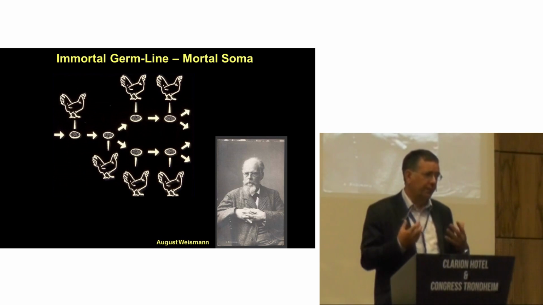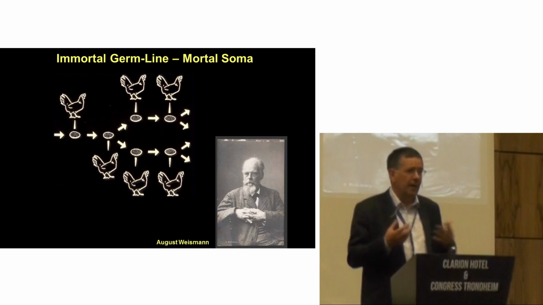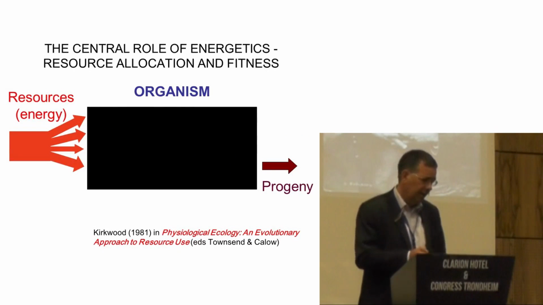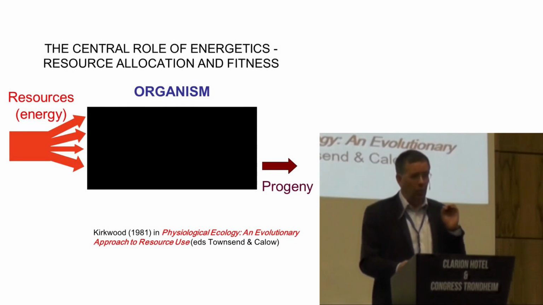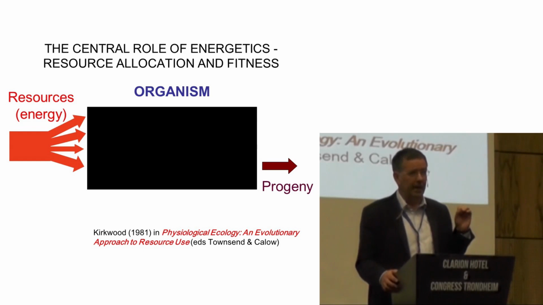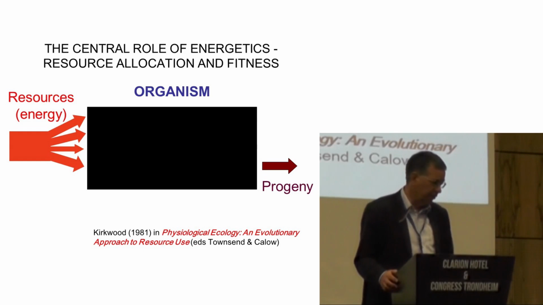And this is what Weissman focused on, this paradox between being products of an immortal germline and yet having this intrinsic mortality. So how do we explain this? Well, one of the ways we can explain this is by thinking about physiology, and particularly about the energetics of resource allocation as it occurs within the physiology of the body.